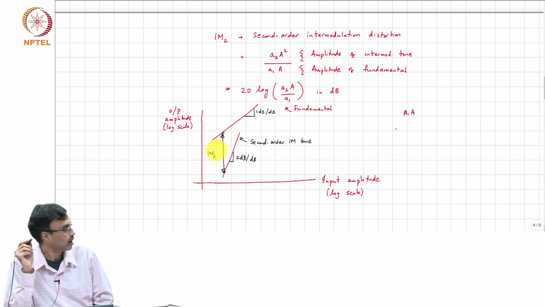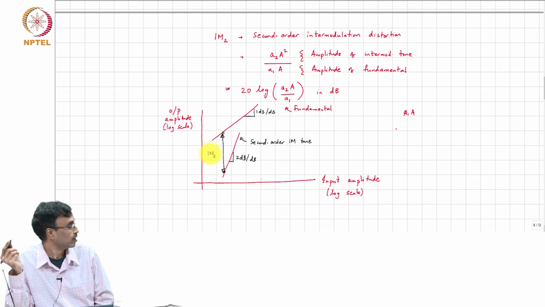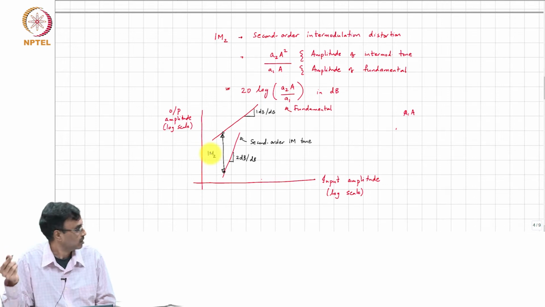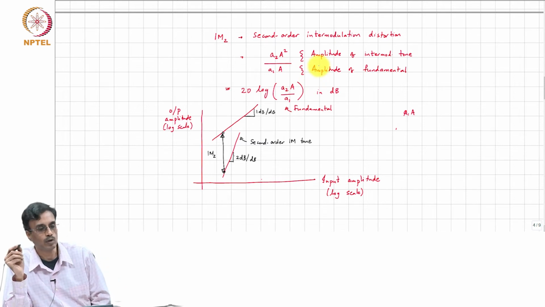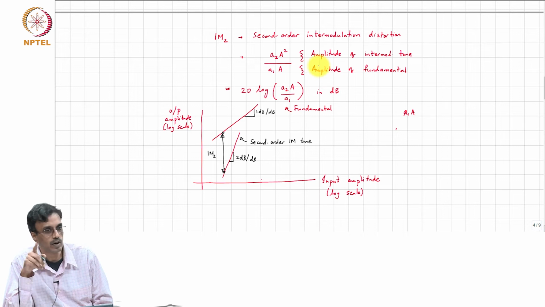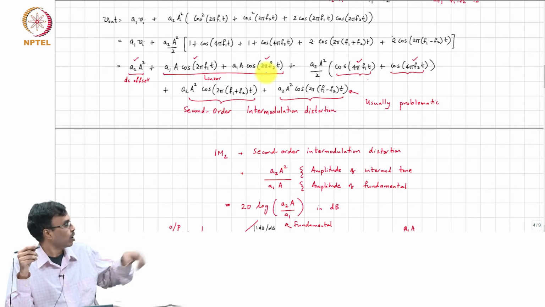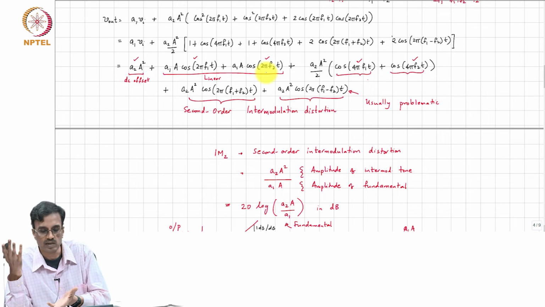Correct? Now, one thing you have to bear in mind is that all this is only valid for weak nonlinearity, where A2 times A square is much smaller than A1 times A. But as you keep increasing the input amplitude, if you do the math here, A2 times A square can potentially become larger than A1 times A, just simply from the math.